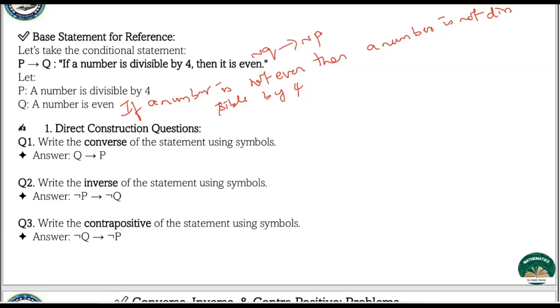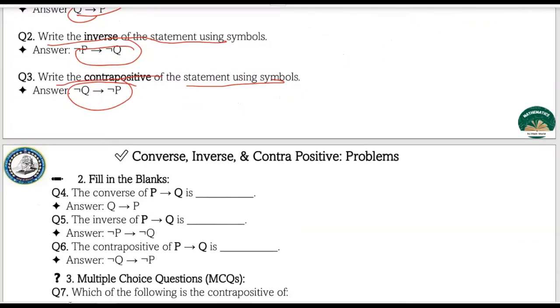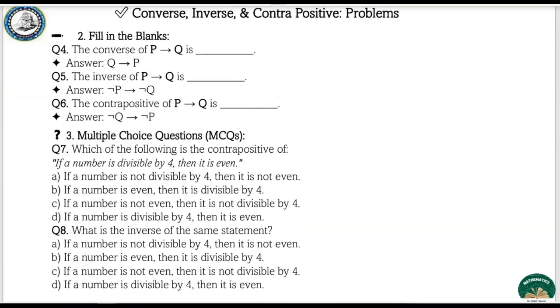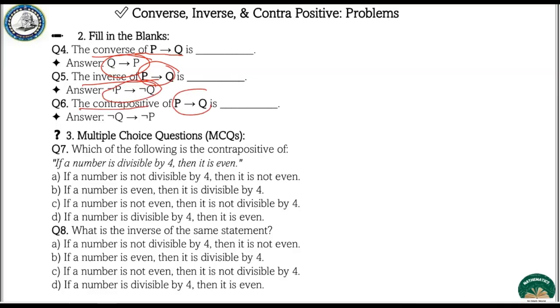Then write the converse for the given statement using symbols. Converse is Q implies P. Write the inverse using symbols: negation P implies negation Q. Write the contrapositive: negation Q implies negation P. Next is filling the blanks. The converse of P implies Q will be Q implies P. The inverse will be negation P implies negation Q. The contrapositive will be negation Q implies negation P.